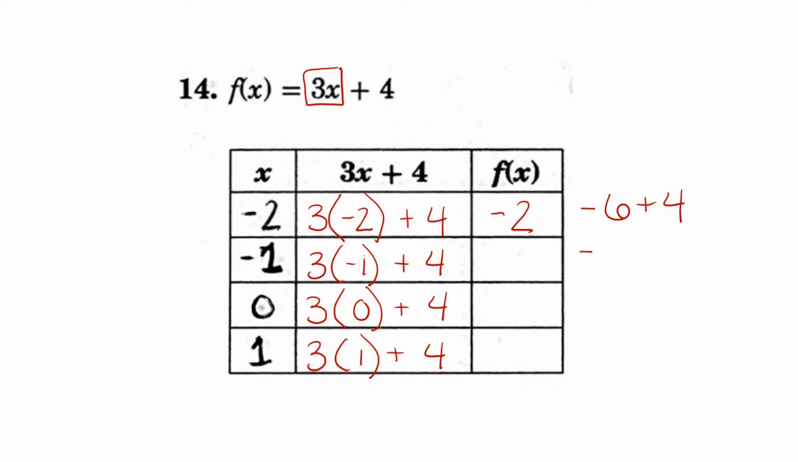3 times negative 1 is negative 3. Negative 3 plus 4 is 1. 3 times 0 is 0. 0 plus 4 is 4. 3 times 1 is 3. 3 plus 4 is 7.